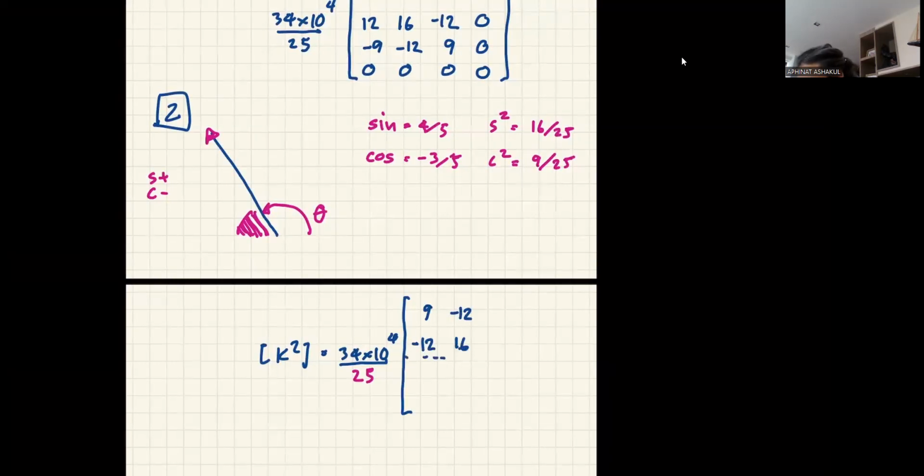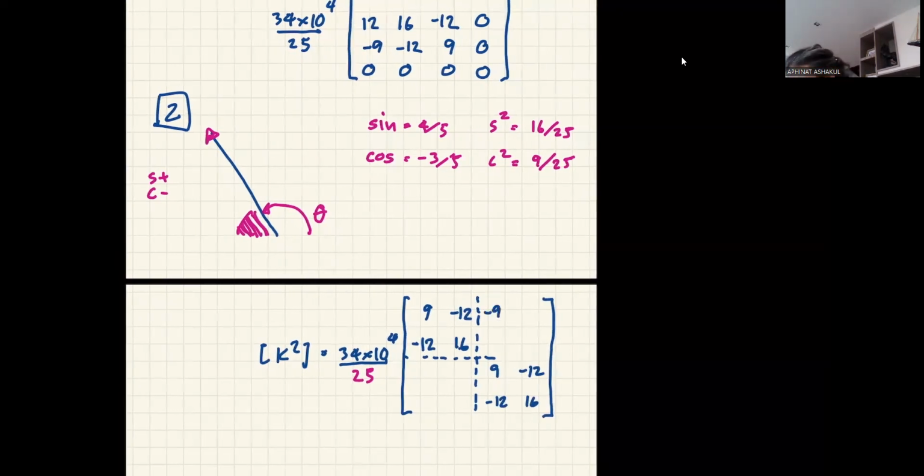That is minus 12. Here is 16. So after you finish one quadrant, you know that the quadrant 4 is going to be similar to quadrant 1. So it's 9, minus 12, and then 16. Okay, these two quadrants are similar. And then the rest is just the opposite sign convention. So it becomes minus 9, 12, 12, minus 16, minus 9, 12, 12, and minus 16.